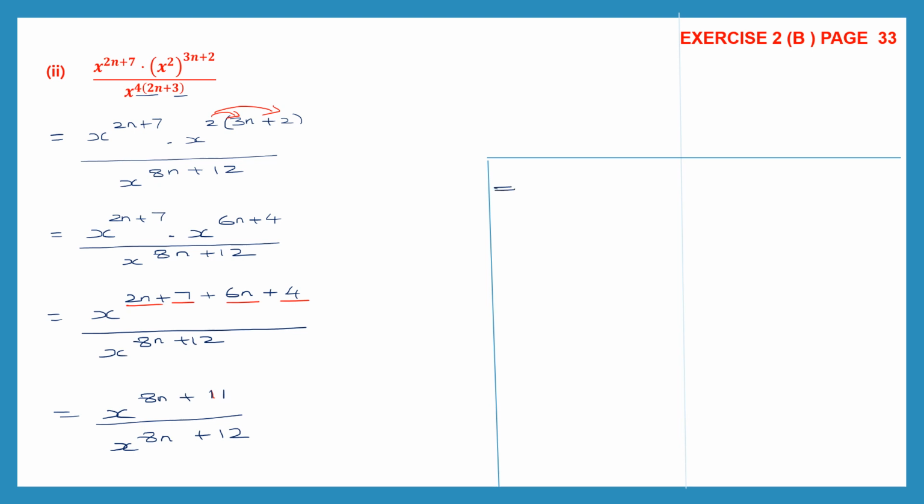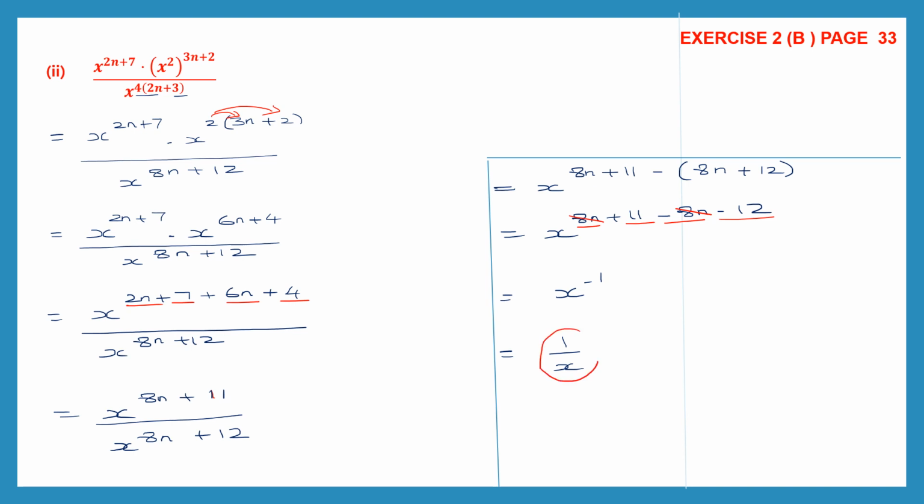So this is equal to x to the power of 8n plus 11, and we are subtracting the powers now. So minus 8n plus 12. So this is equal to x to the power of 8n plus 11, and minus is there. So minus 8n minus 12. Now here we can look at 8n and minus 8n. We can cancel. Now we have 11 minus 12. So that is minus 1. So x to the power of minus 1. Since the power is negative, we can make it a positive power by writing the reciprocal. So x will now become 1 by x raised to the power of 1, which is the same thing. So this is our final answer, 1 by x.